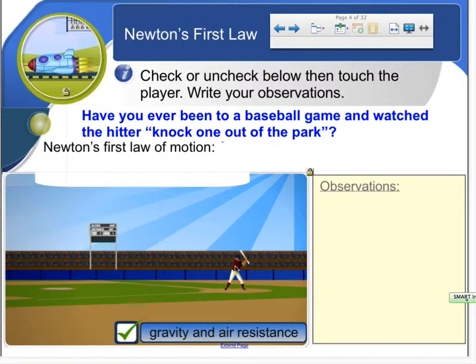What happened to the ball? It flew. Charlotte: It went up and gravity was pushing it. It went up and then the ball came down. Why? Because of gravity.